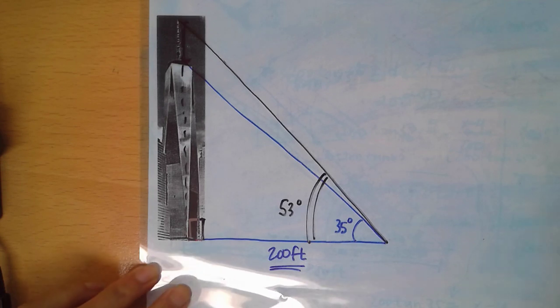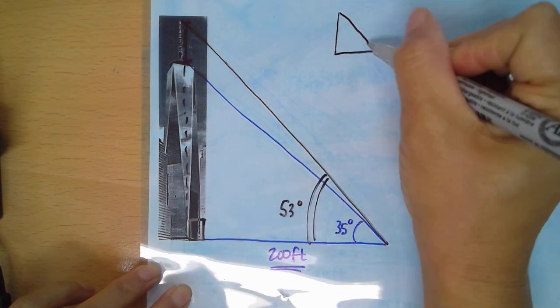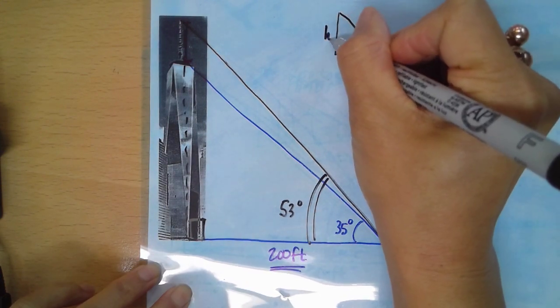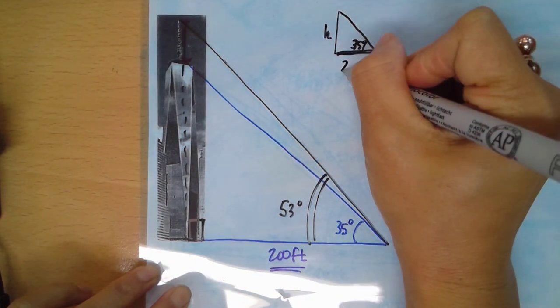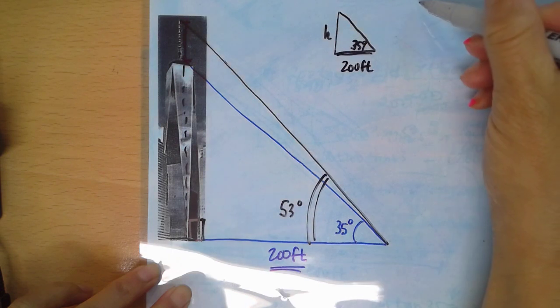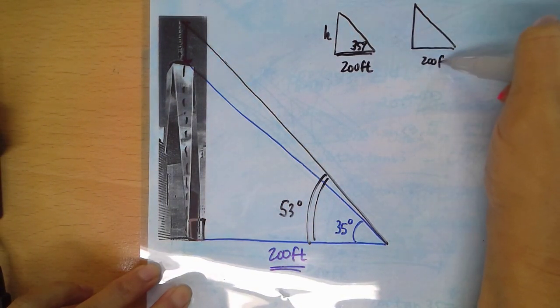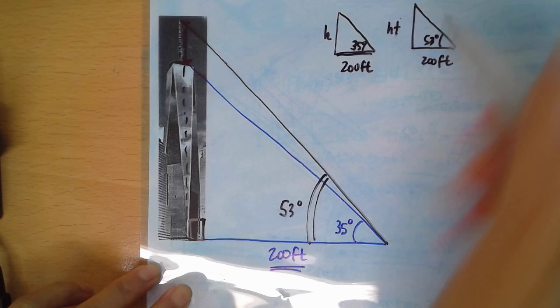I think it really helps if you draw two separate right triangles. Here's one like this, where it's 35 degrees, right? And this is the height of the building, right? I think that should help you. And this is 200 feet. Another one is a little taller, right? And it's 200 feet, and it's 53 degrees, right? And it's going to be the height plus the spire.